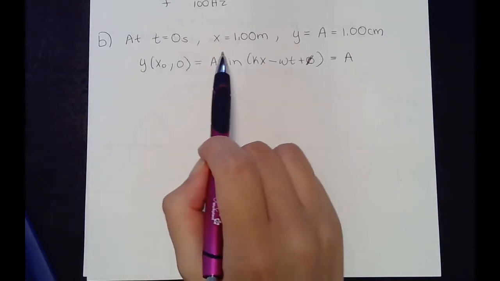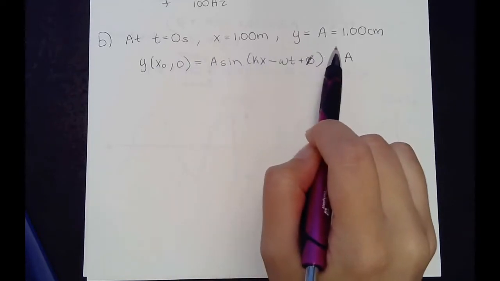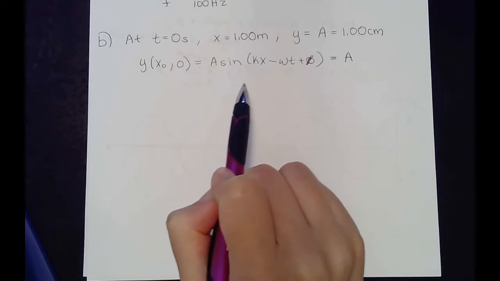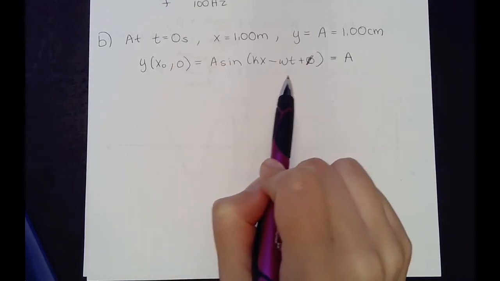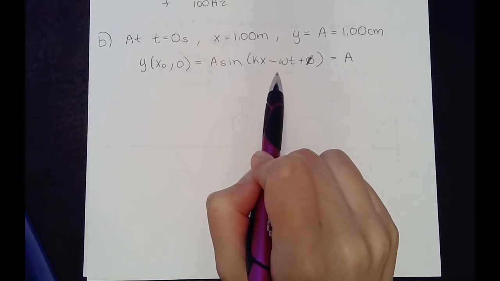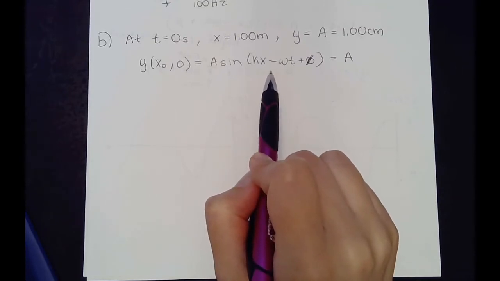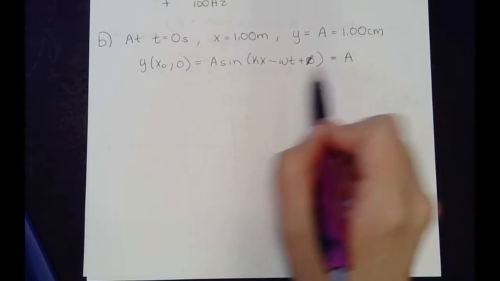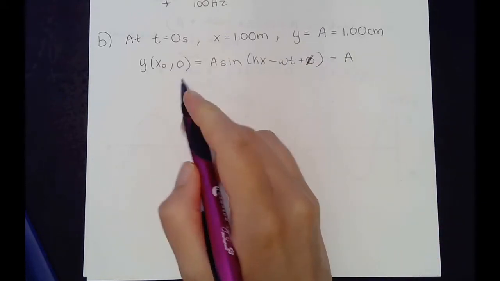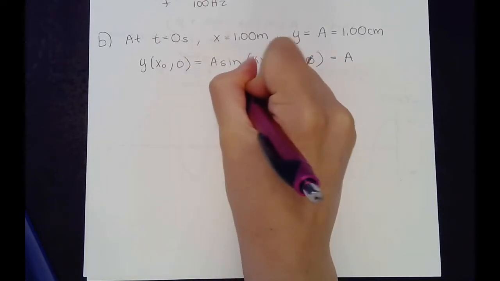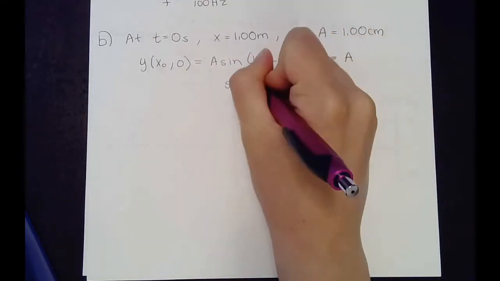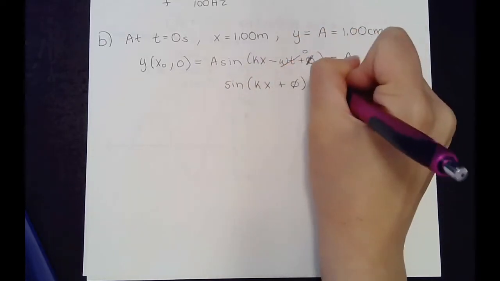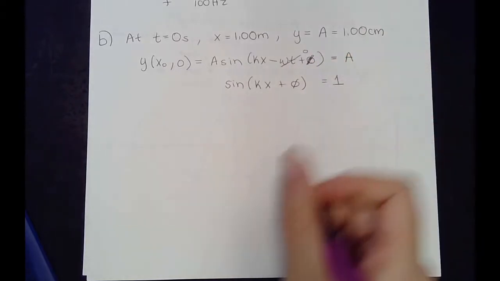At t equals 0, we were told x equals 1 meter and y is A, which was 1 centimeter. So our function here is A sine kx minus omega t plus phi. I am choosing minus because we're told that it moves in the positive x direction. And then we have this equal to A because it starts at the amplitude at t equals 0. So then canceling A, I'm also going to put in t equals 0, so sine kx plus phi equals 1 when we divide by the amplitude.